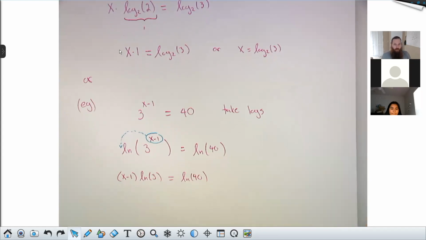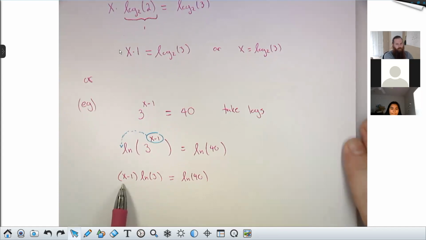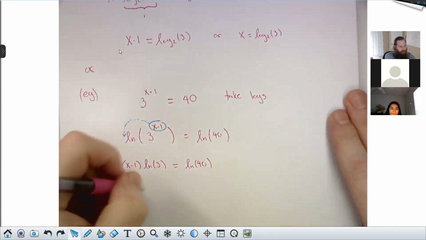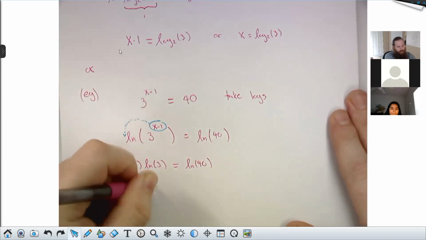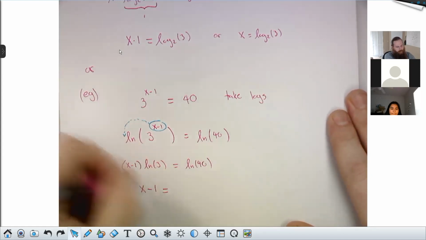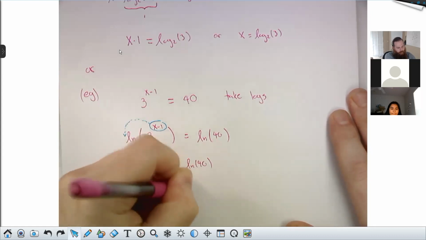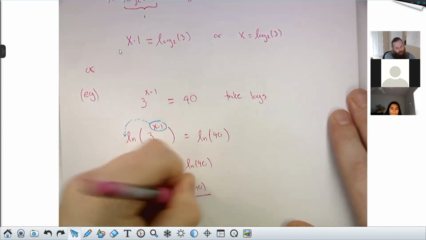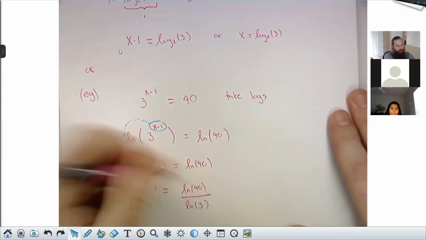And while I don't know what the natural log of 3 is off the top of my head, nor do I know what the natural log of 40 is, I know that they're both just numbers. So I can move them around and treat them as I treat any other constant in an equation. In particular, if I want to solve for x here, I can begin by dividing both sides by the natural log of 3. That will get me to an x minus 1 on the left. So I divide both sides by ln 3, and I get on the left x minus 1, on the right ln 40 over ln 3.